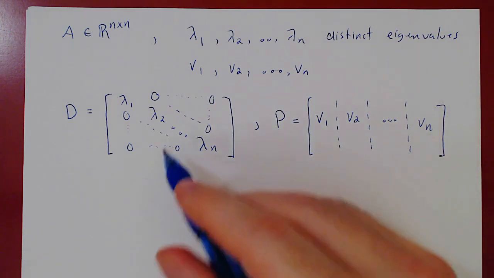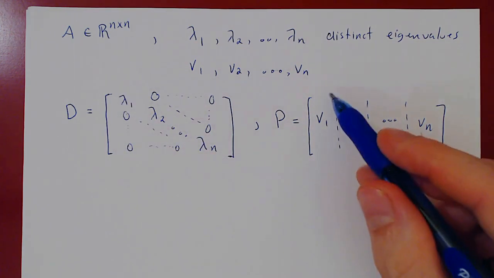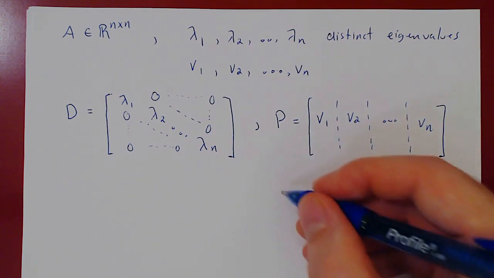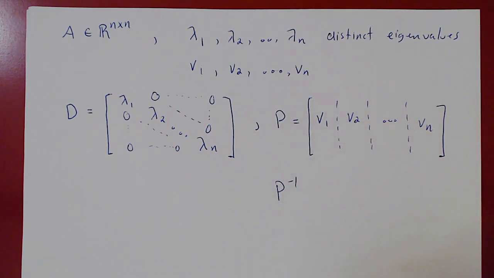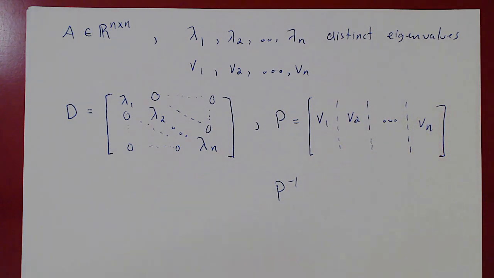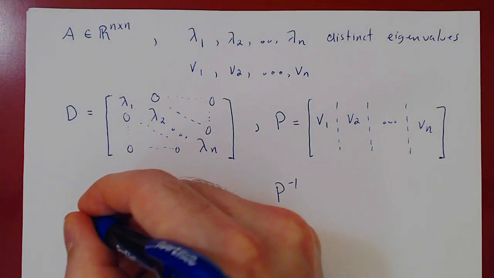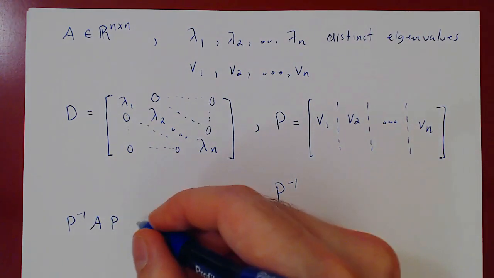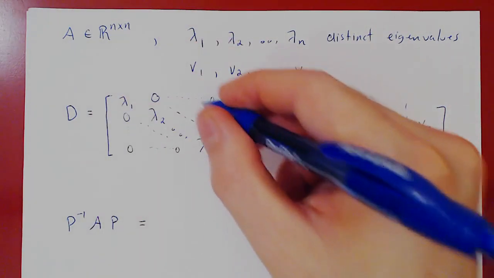So if you look at this, D is an n by n matrix, P is an n by n matrix, and then you will want to find the inverse of P, which is also an n by n matrix. And then the question is, well, what do we do with this? Well, this we will not prove, but you can check, whenever you have an example, that if you compute P inverse times A times P, the end result will be this matrix.